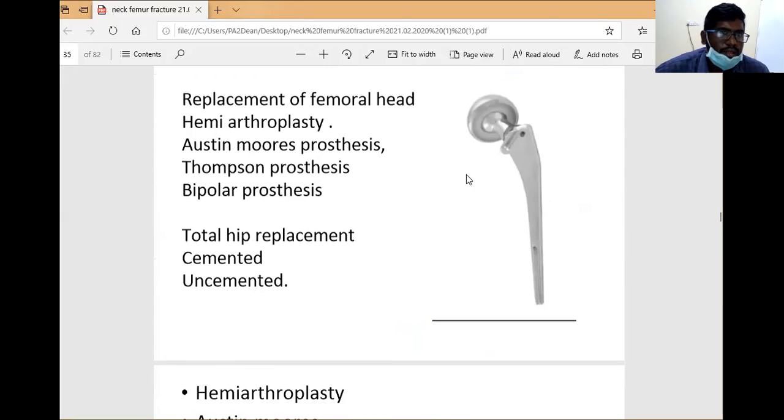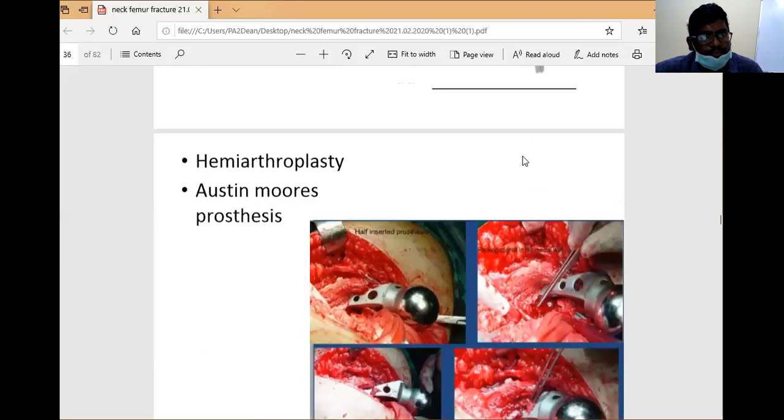Another mode of surgical treatment is hemiarthroplasty, which is routinely done in the geriatric age group. Hemiarthroplasty may be done with Austin Moore's prosthesis, Thompson's, and bipolar. Thompson's is outdated, not used now. Austin Moore's and bipolar prostheses are routinely done. If the age is very high, around 75, or there are any signs of acetabular erosion and arthritic changes, we can go directly to hip replacement surgery.